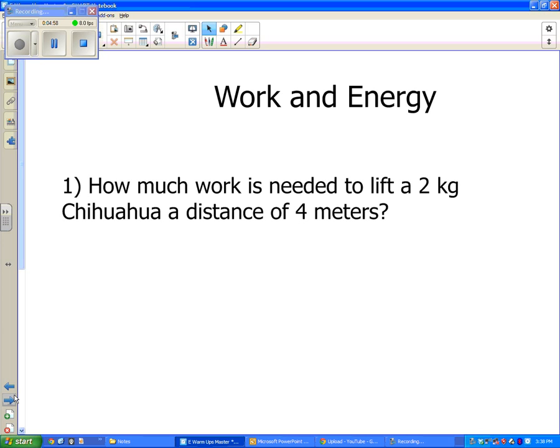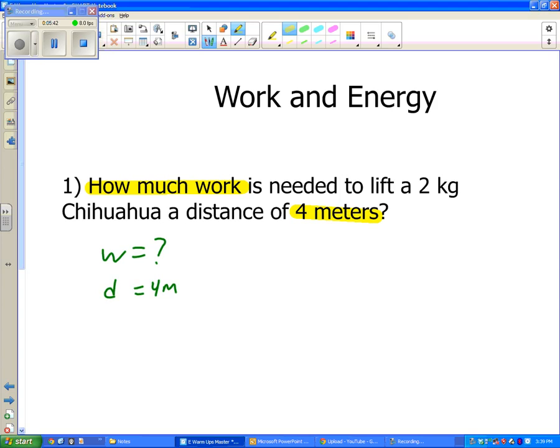We're going to look at this problem. How much work is needed to lift a 2-kilogram chihuahua a distance of 4 meters? All right, so I see how much work, W equals question mark. I see 4 meters. And as I said before, that could be an X, it could be a D, it could be an H, but because this is work, it must be a D.